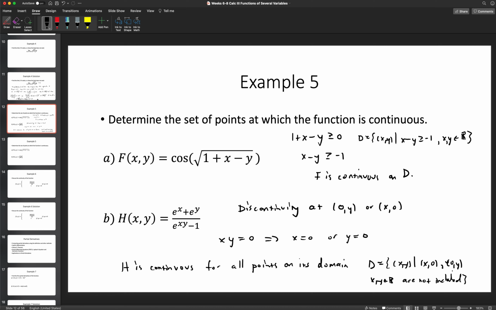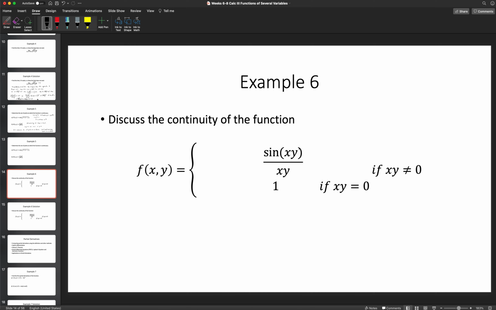And if you think about that, that would be just the axes, right? The x-axis is not included, and the y-axis is not included. So really, we're not including the axes in the domain of h. So h is continuous for all these points, which exclude these discontinuities. All right, it's a little bit of a subtle point there. Let's go on to example 6 and discuss continuity.